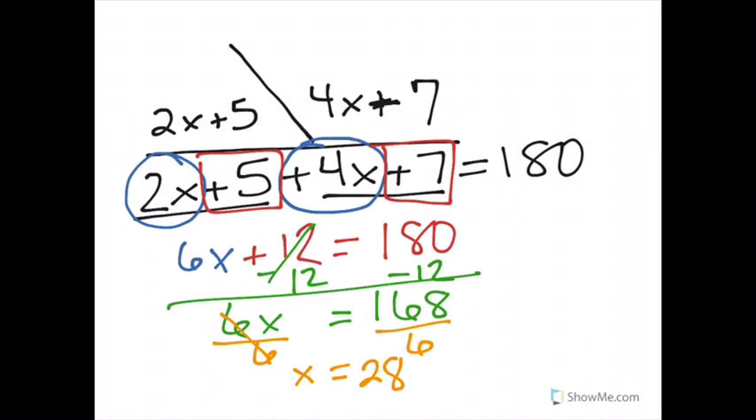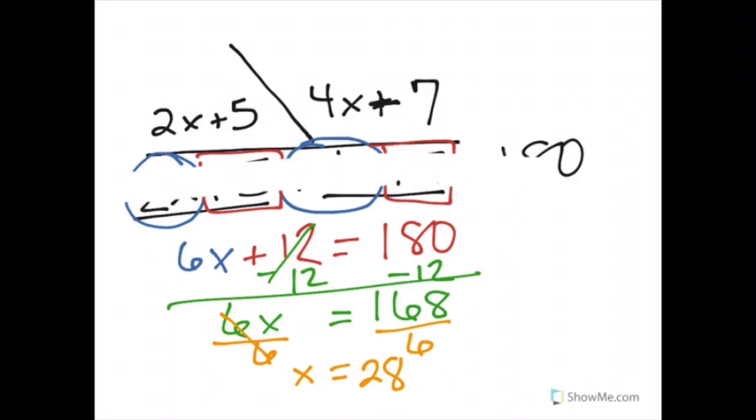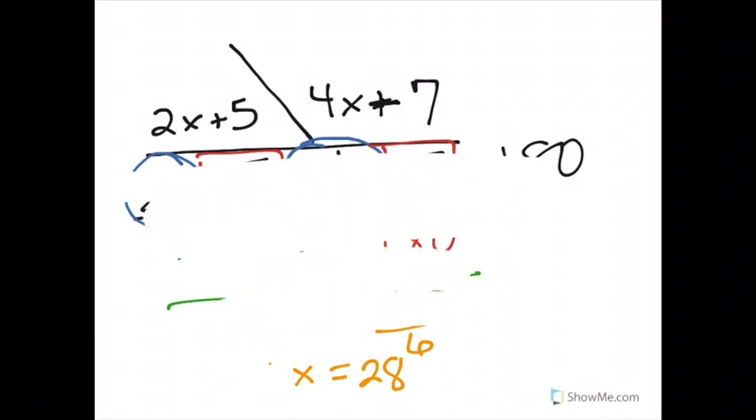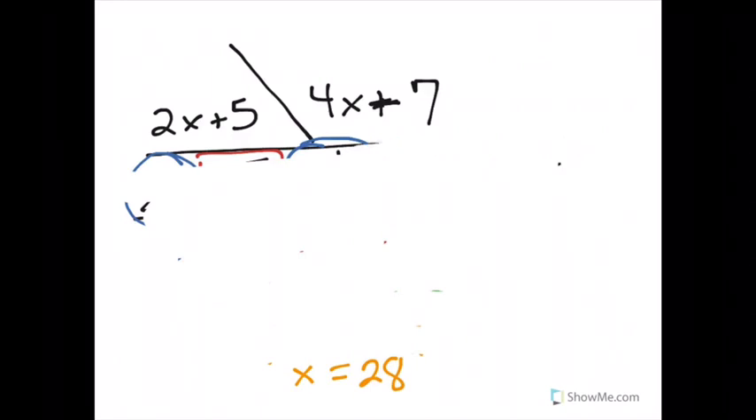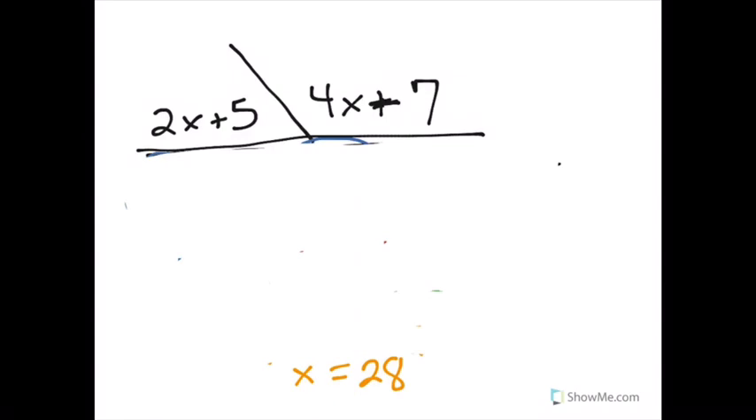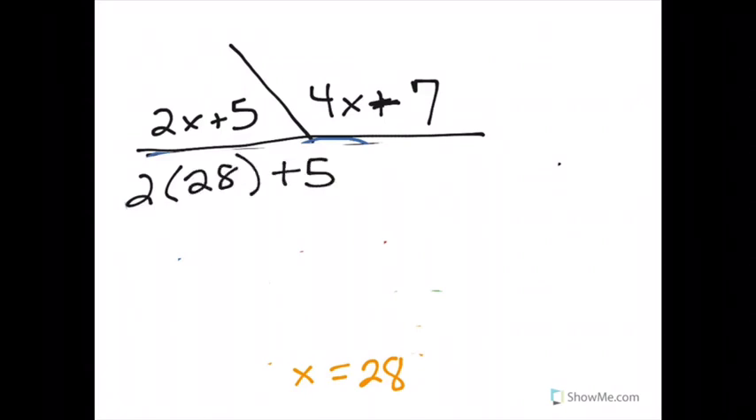So we know that x equals 28, but we still don't know what each of the angles equals specifically. So we're going to go ahead and erase some of this work, just keeping our final solution. Draw that line back in. Okay, now we're going to substitute our value back into each of the expressions. So we have 2 times 28 plus 5. 2 times 28 is going to give us 56. Plus 5 is 61.